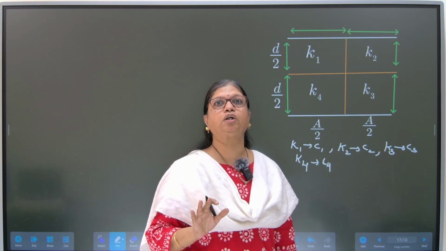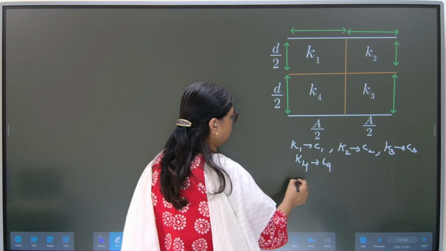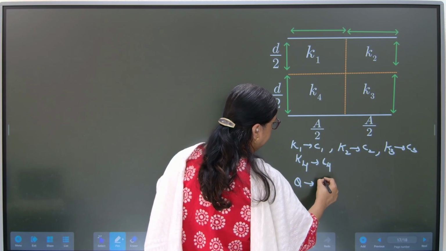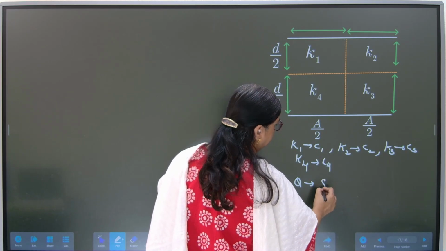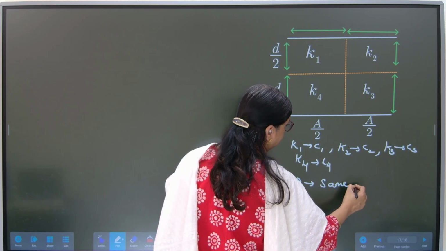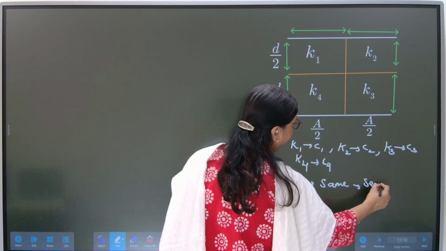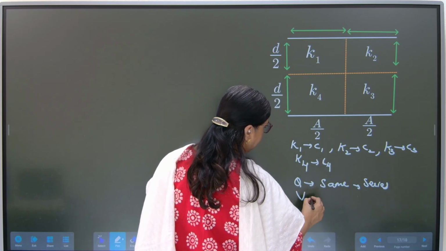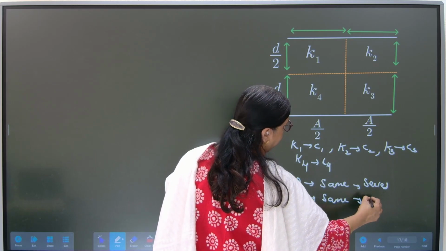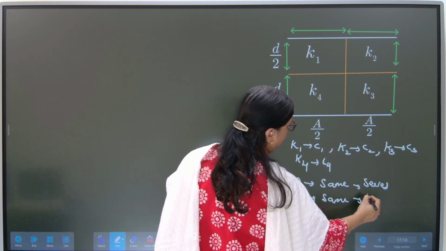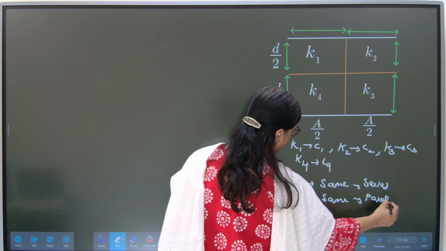With the same logic that Q remains the same for series combination and V, the potential, remains the same for parallel combination.